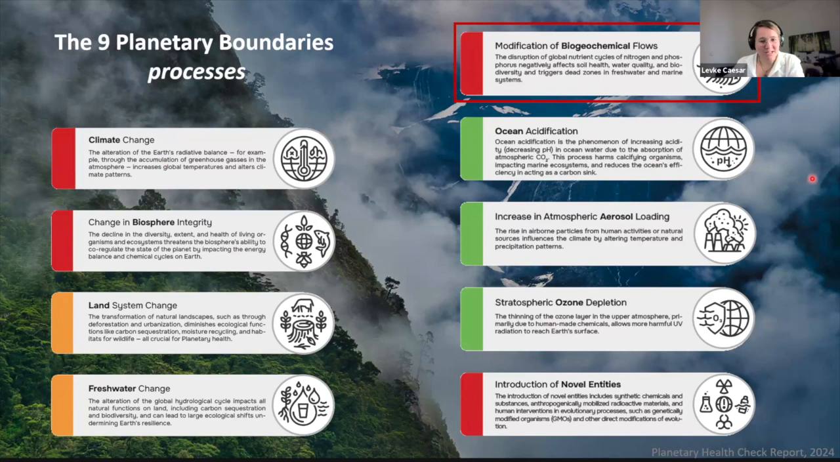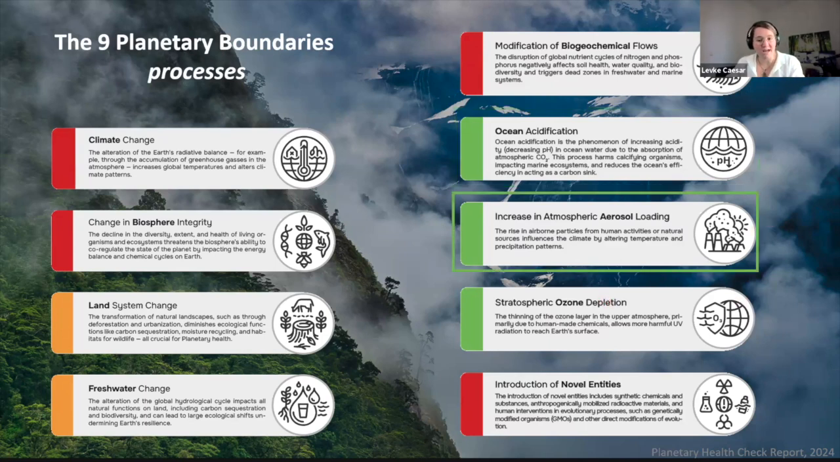Then the 5th one is the modification of biogeochemical flows. That is the disruption of natural cycles of essential nutrients, mainly nitrogen and phosphorus, that affect soil health and water quality. It's ocean acidification, that is the alteration in ocean conditions, in this case, ocean acidification, which impacts marine biodiversity, and also the climate regulation capacity of the ocean, so that is the ocean's ability to take up carbon.